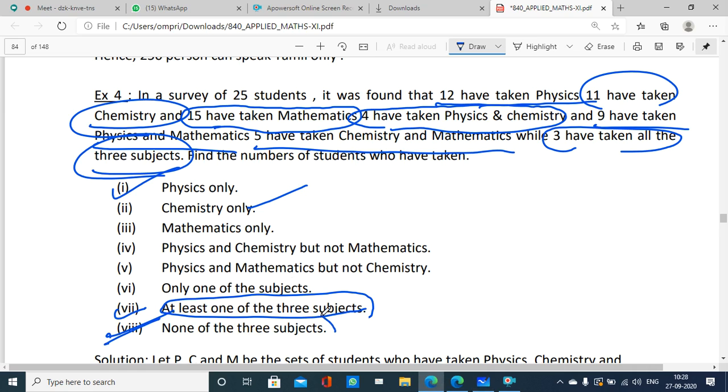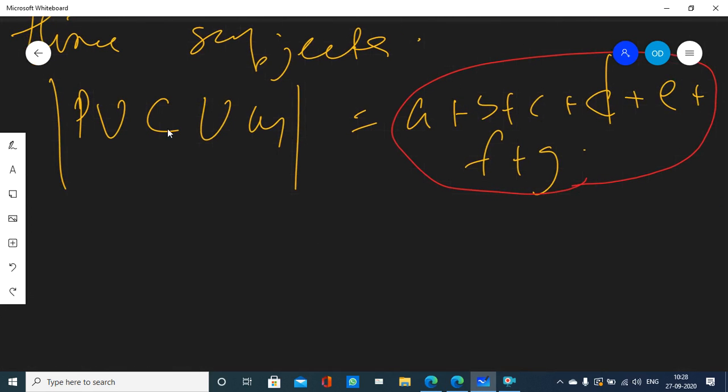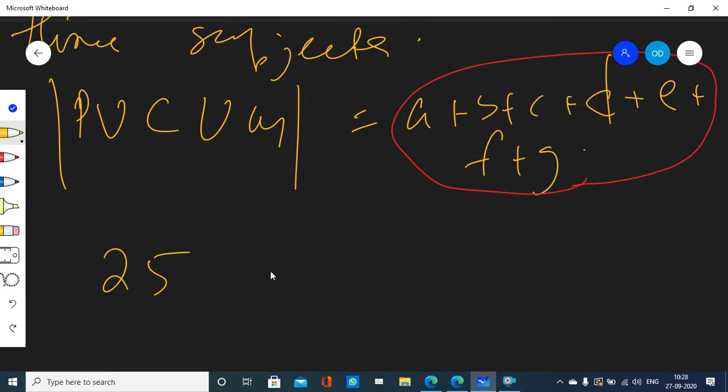Then the last question, none of the three subjects means how many are there who do not study any of these three? Well, think about it. There are a total of 25 students being surveyed, and out of those 25 students, this number of students study at least one of these three subjects, either physics, chemistry, math, or any of those. Those students who do not study any of them, how will you find out? Subtract this number from 25, because 25 is the total number of students being surveyed, right?